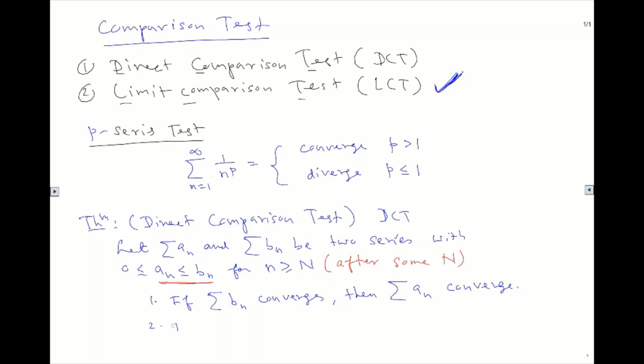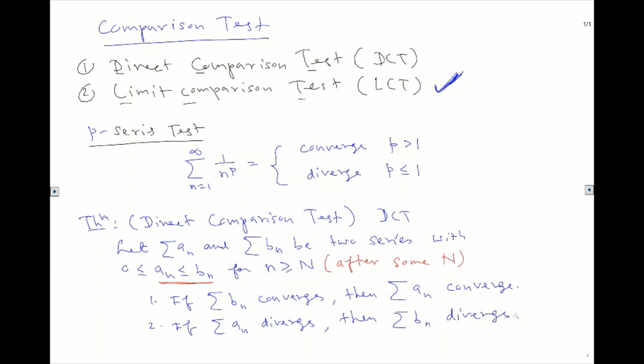Number 2. Now, if the smaller one, sigma an, diverges, then automatically the larger one diverges, because it's bigger.